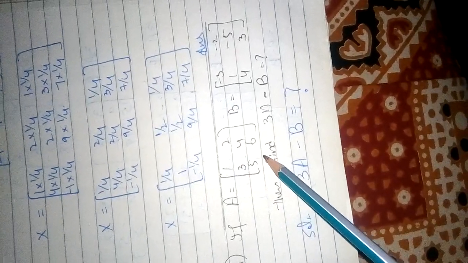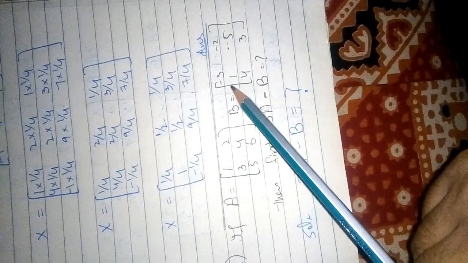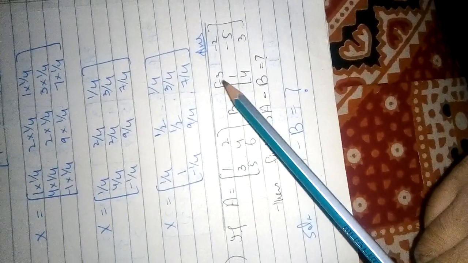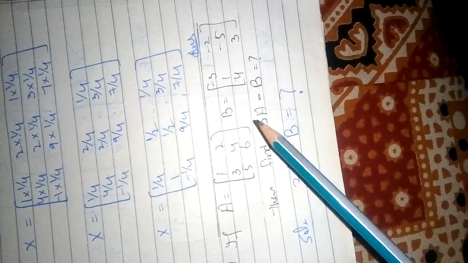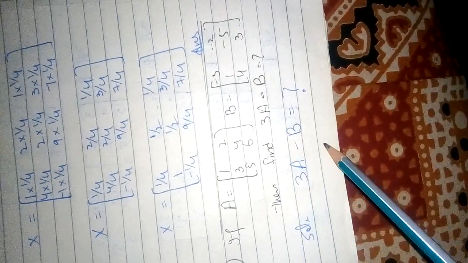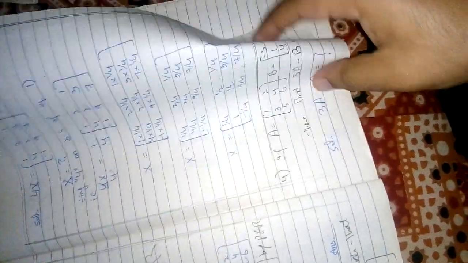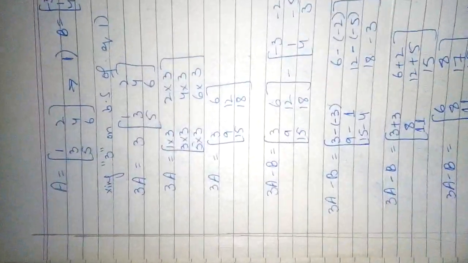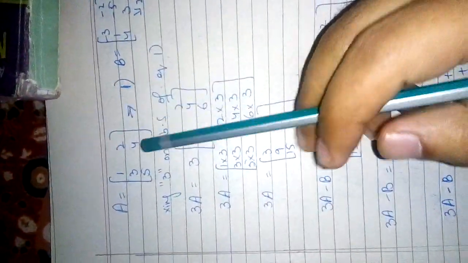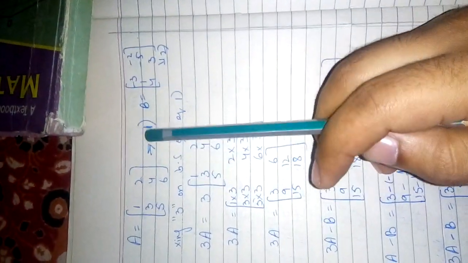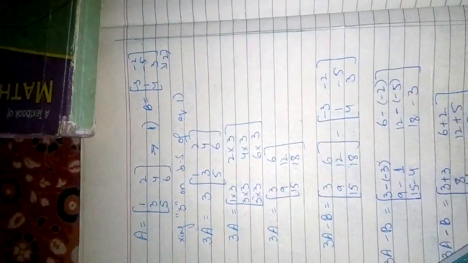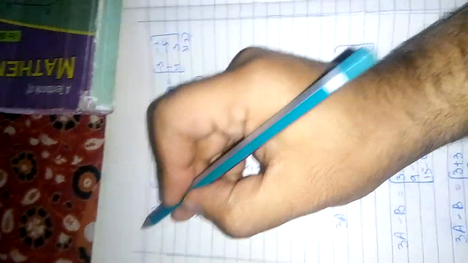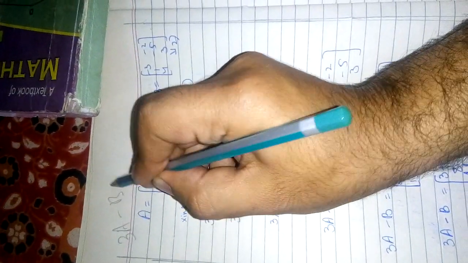In the next question, the examiner is saying if A is a matrix, the order of this matrix is 3 cross 2, and B is also of order 3 cross 2. So he's saying find 3A minus B. So we have to find out 3A minus B. We will write this, and in the next step, first of all we will write both matrices and name them as equation 1 and 2. Now if you see, the expression was 3A minus B. We have to find out this.